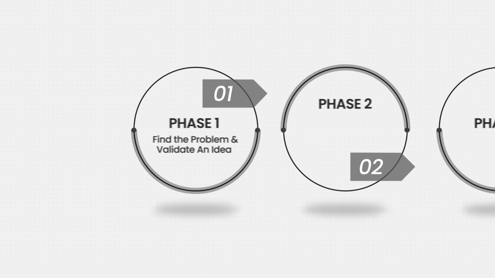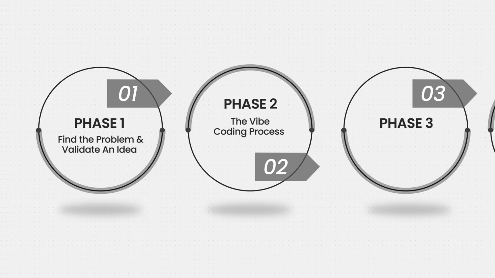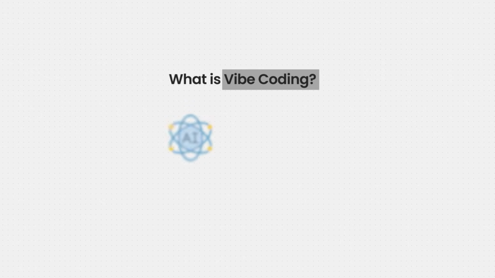All right, so phase 2 is the actual building process. And this is where AI has completely changed the game. So you're probably wondering, well, what is vibe coding? So vibe coding basically means using AI plus plain English.